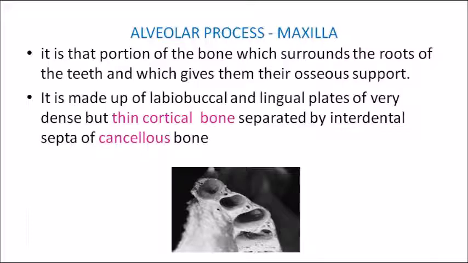You have labiobuccal and lingual plates which are dense but thin cortical bone, separated by interdental septa of cancellous bone. So dense, thin cortical bone is what composes the alveolar process of maxilla. Please note, it is dense but thin cortical bone, and the plates are separated by the interdental septa, which are composed of cancellous bone.